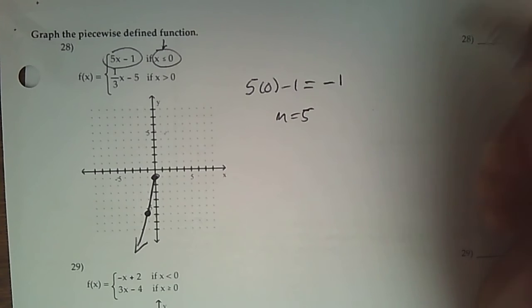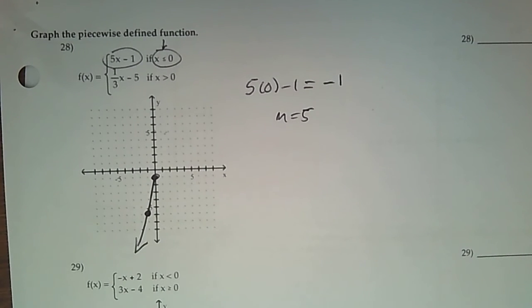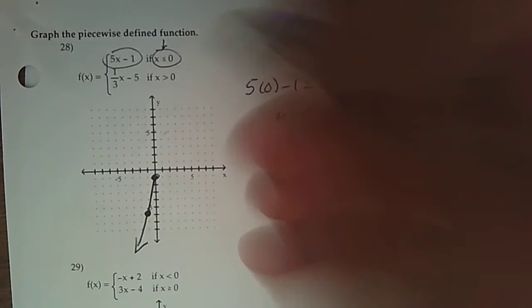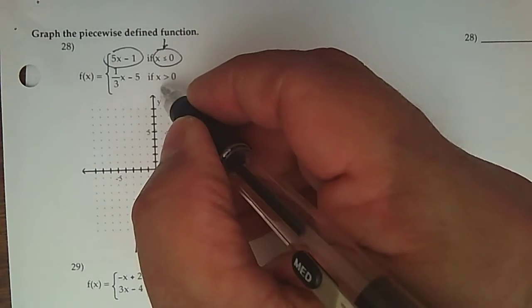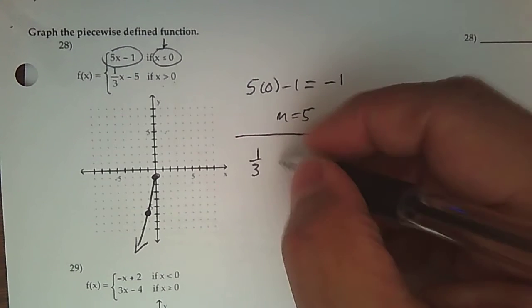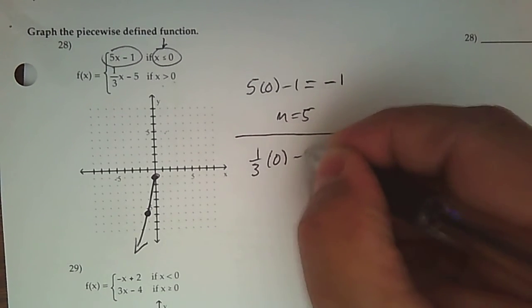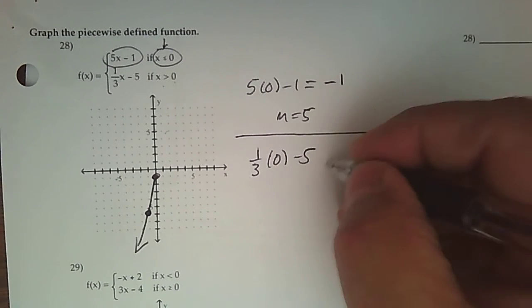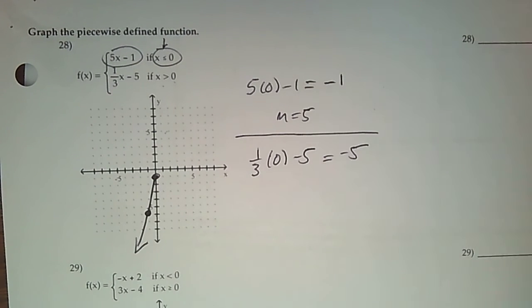Then the bottom piece. The bottom piece is when it's greater than 0. So again, I'm going to plug 0 in because I need to know, first of all, where it starts. So I'm going to plug 0 in right where it splits into two lines, and you get -5. So I'm going to find 0 and -5.